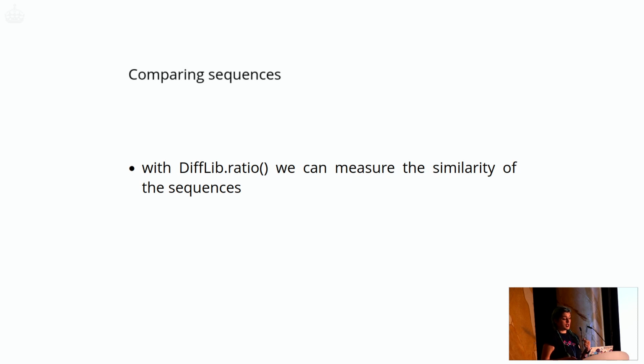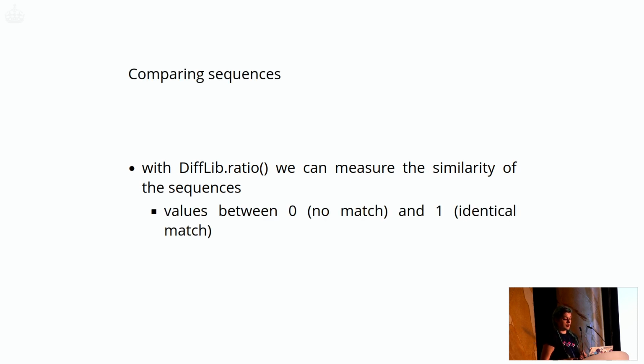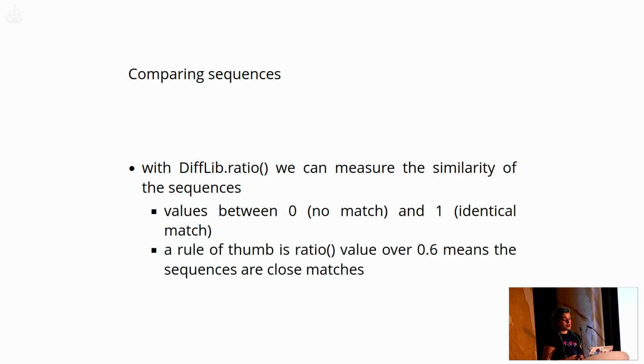And with difflib ratio, we can measure the similarity between the sequences, where the values are between 0 and 1, no match and identical match. And usually a ratio over 0.6 means that the sequences are close matches.